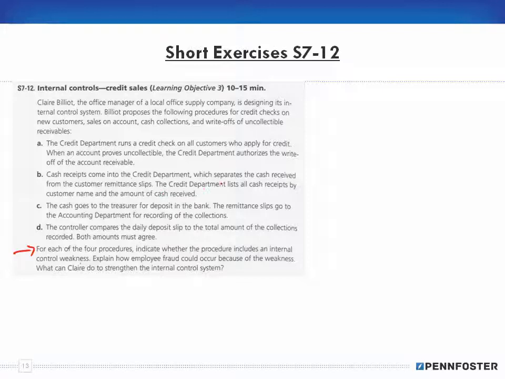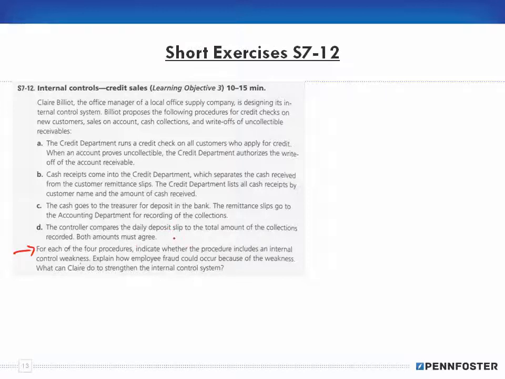That seems a little weak to me. C, the cash goes to the treasurer for deposit into the bank. The remittance slips go to the accounting department for recording of the collections. And that seems all right to me. And the controller prepares the daily deposit slip to the total amount of the collections recorded. Both amounts must agree. Right? That seems somewhat fine to me.